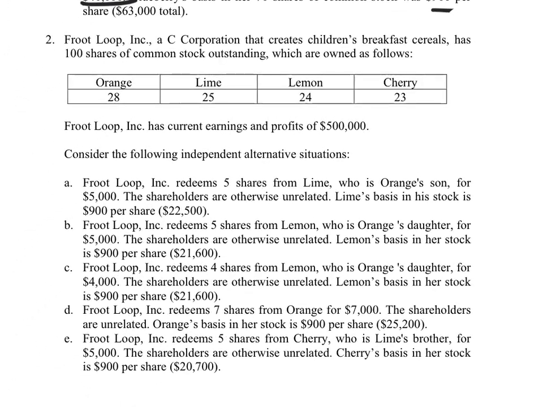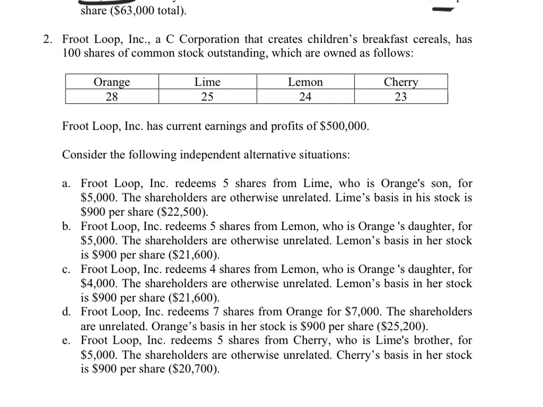So now we're going to problem 2. Fruit Loop C Corporation creates children's breakfast cereals, has 100 shares of common stock outstanding, which are owned as follows. So there's 4 owners: Orange, Lime, Lemon, and Cherry. Now, the corporation has $500,000 of earnings and profits. So why is that important? Because remember, if it's a distribution, we have tons of earnings and profits. That means the distribution will be a dividend.